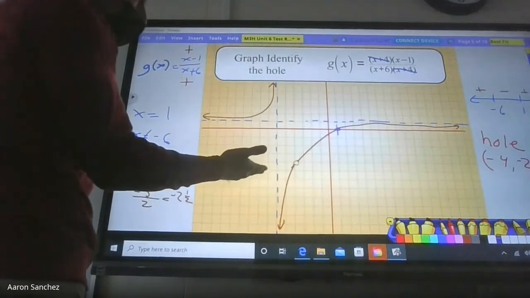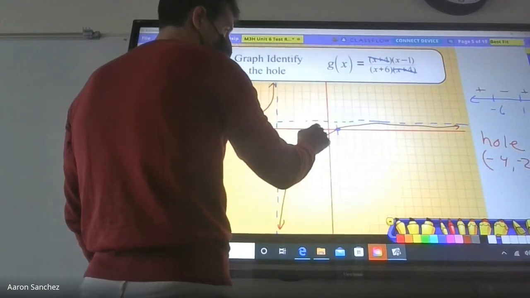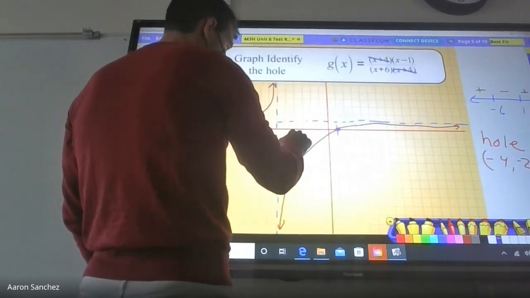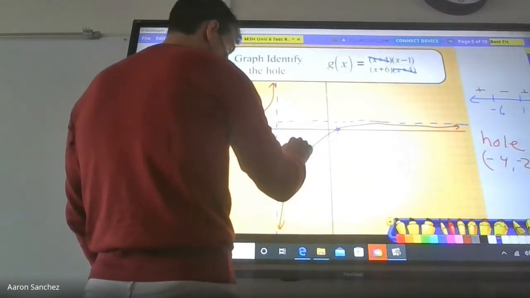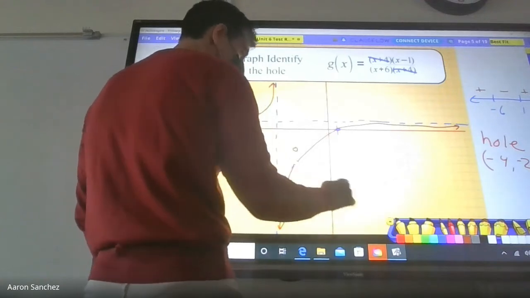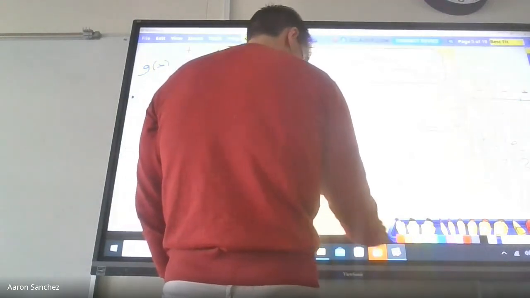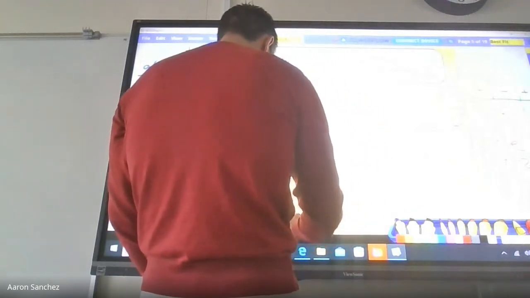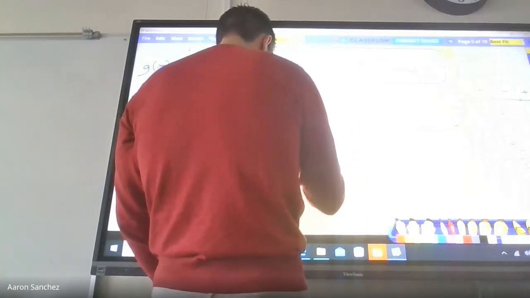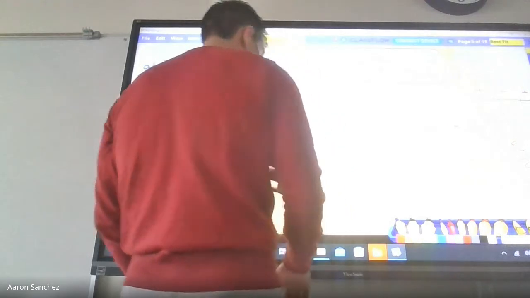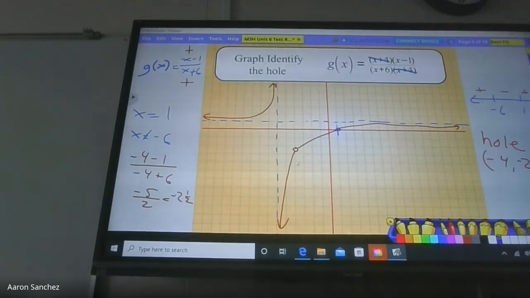Now I would adjust my graph there a little bit. Maybe I should put the hole before. So the hole's actually right here. 1, 2, 3, 4, 1, 2.5. So the hole should be there. I'm going to change my graph a bit. It should look like this. Hit the hole, hit the 0, and that's better. There you go. Identify the hole.